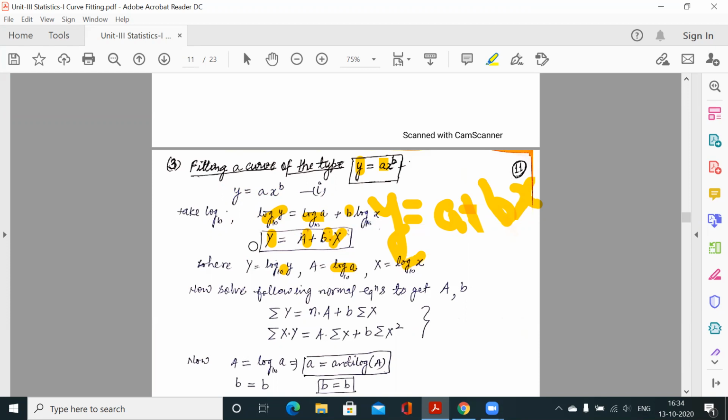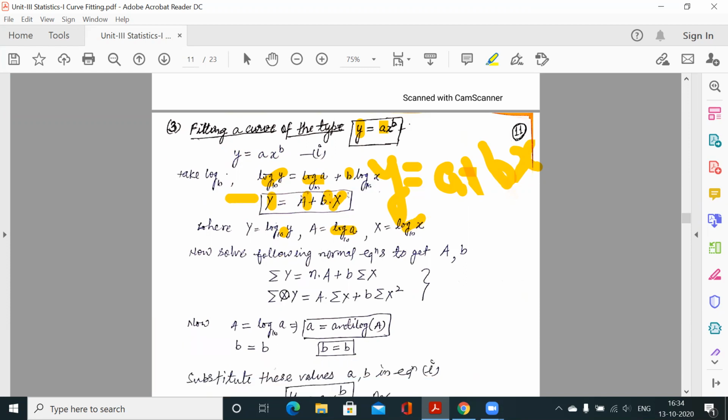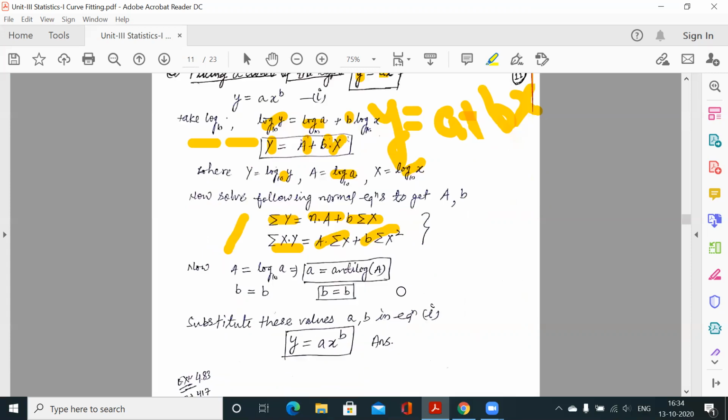So this is our straight line. Now these are normal equations. Capital Y is equal to, now the independent variable is capital X, dependent variable is capital Y. So first how to find out normal equation? First we apply summation here. So summation Y is equal to summation A. Summation A is nA plus b summation X. Now we will multiply by X. So summation XY is A summation X plus b summation X square. So these are two normal equations.